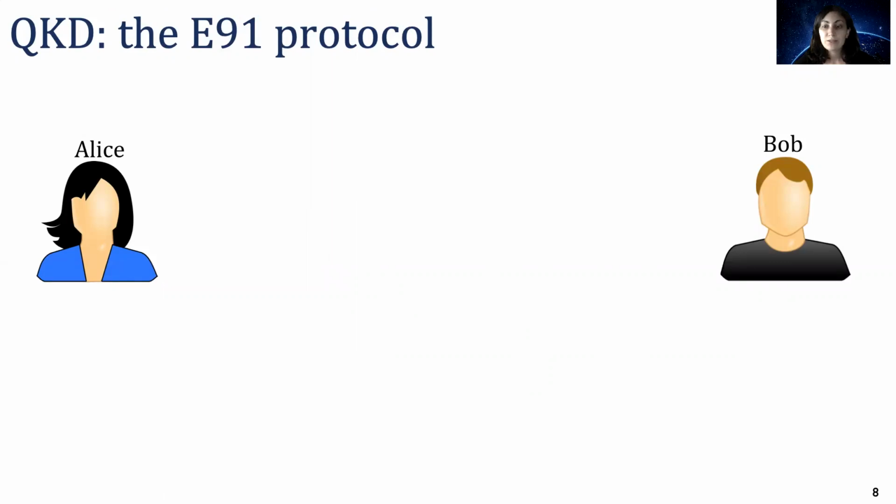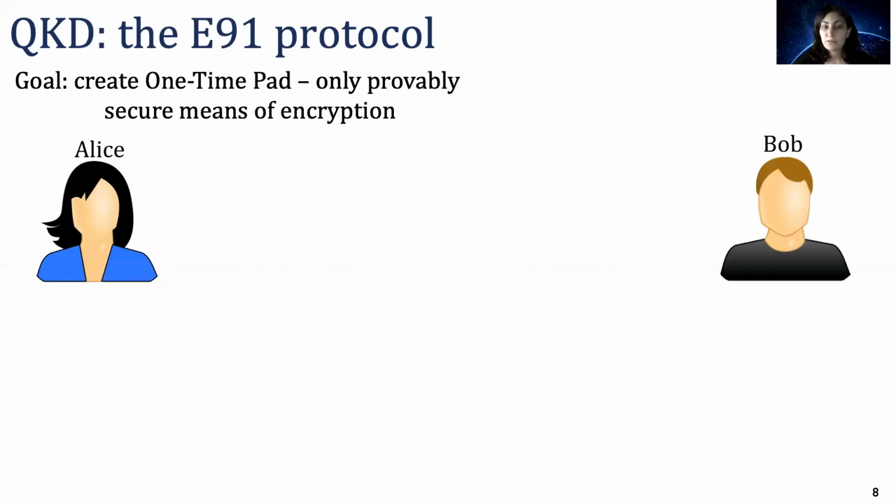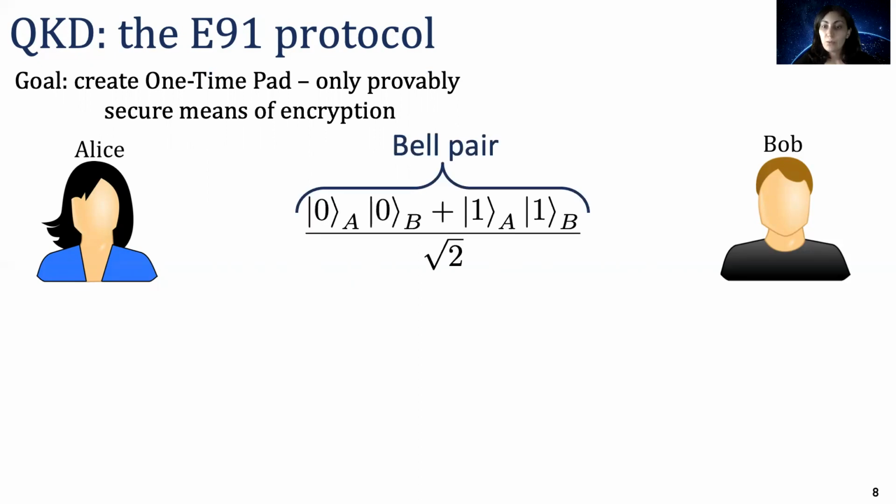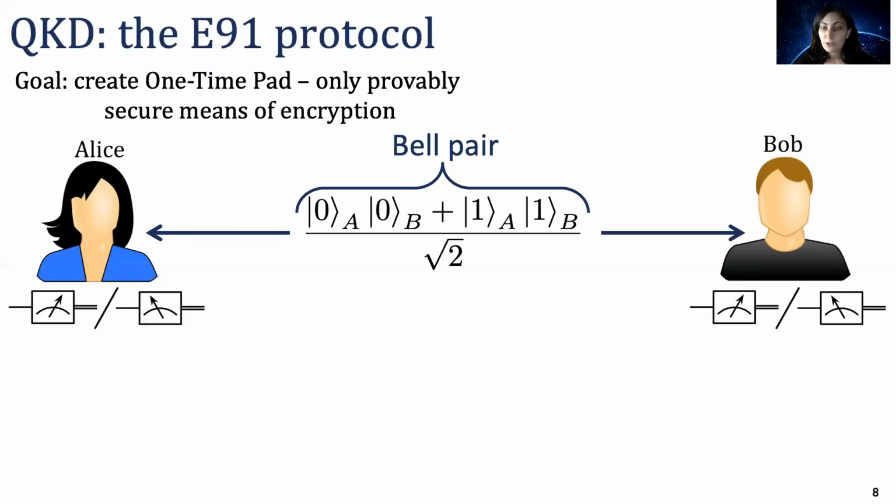Let us now look at an example of a quantum distributed task. We will look at one iteration of the E91 protocol, which is an entanglement-based quantum key distribution protocol. The goal for the users is to create a one-time pad, which is the only provably secure means of encryption. To do this, they use a quantum network to generate a Bell pair. One qubit is given to Alice and the other to Bob.